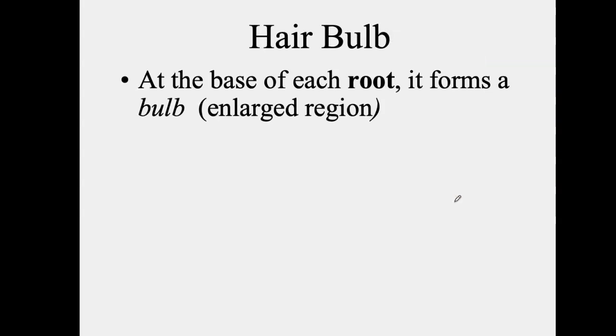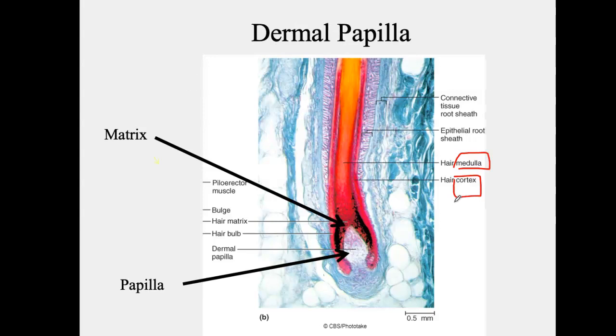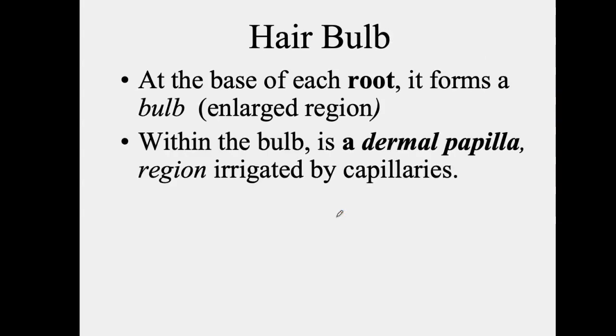Now written out for you so that you know that you have it in writing. At the base of each root, it forms a bulb, which is an enlarged region. Okay? All this region here, the bulb. Within the bulb is a dermal papilla. It's the region that's irrigated by the capillaries, and that's what's going to irrigate those cells that are responsible for growth.